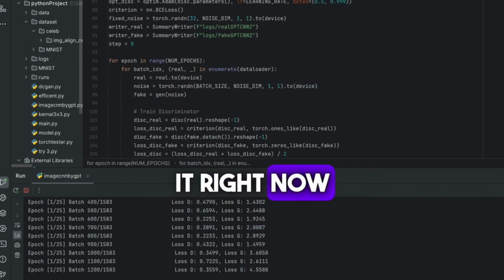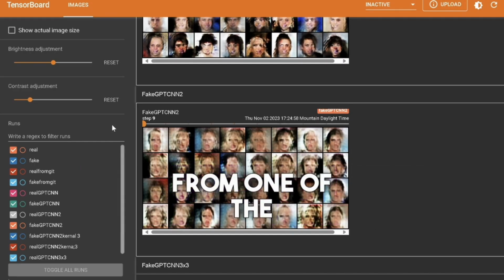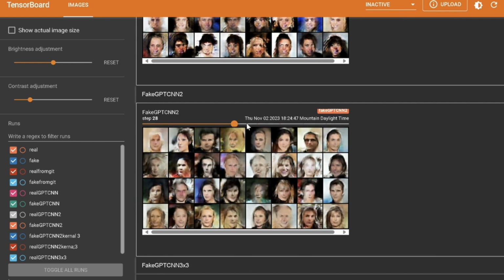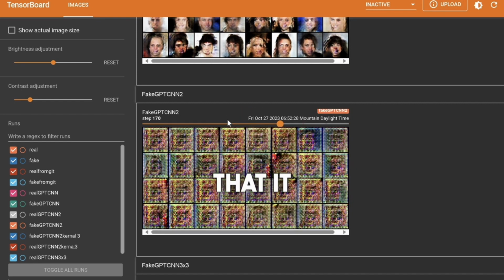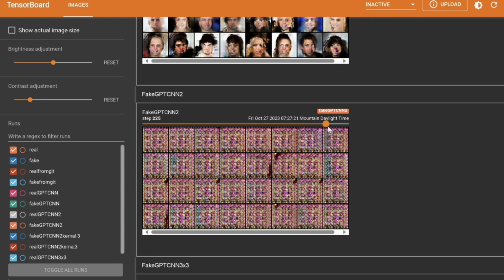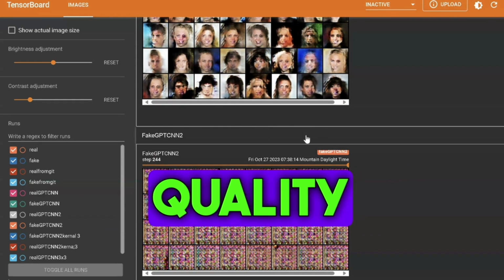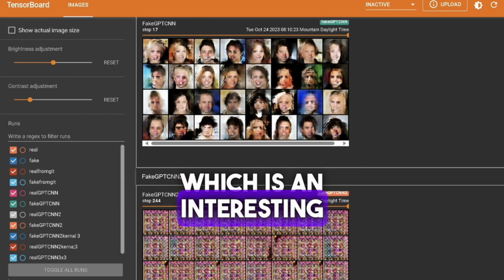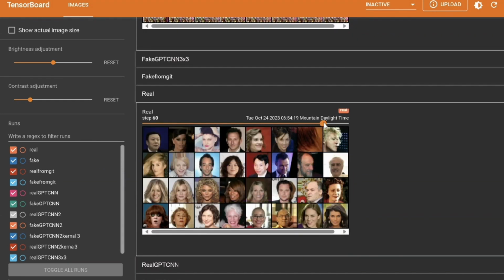I'm training it right now, and let me just show you some of the images. Here's the progression from one of the models that I was training. You're actually going to see it destabilize at about step 120. What I mean by destabilize is that the image quality actually degenerates from training, which is an interesting thing that happens. And then these are real images for reference.